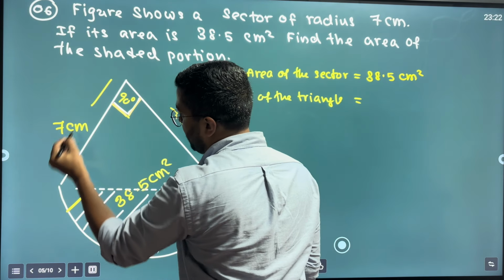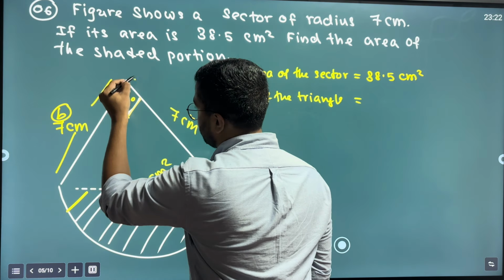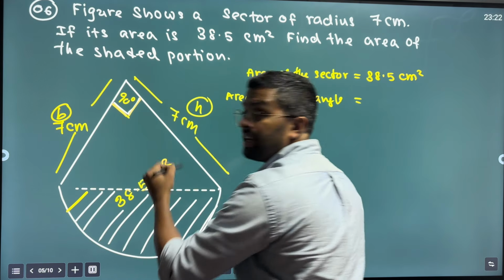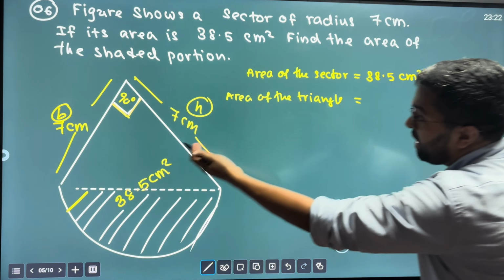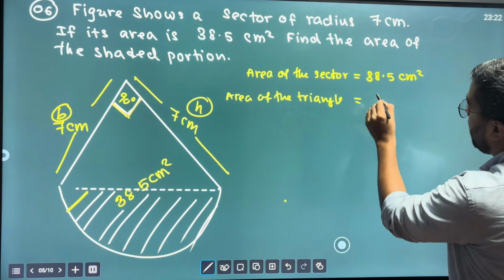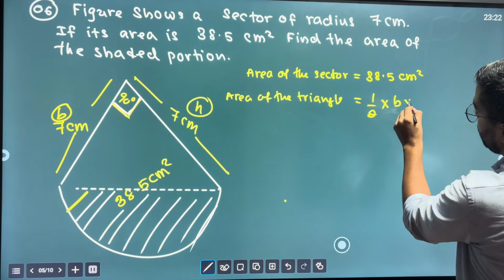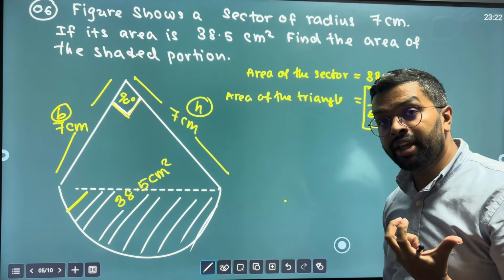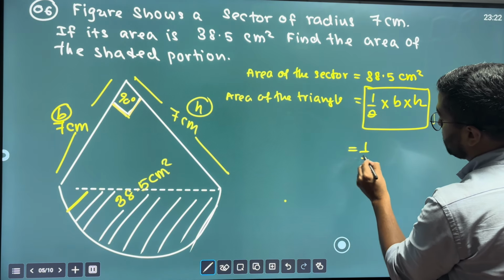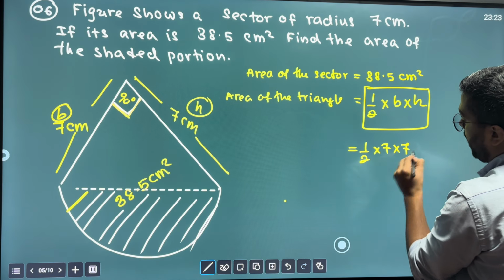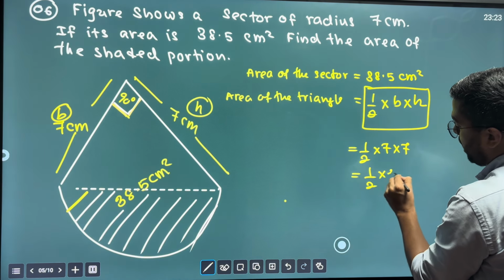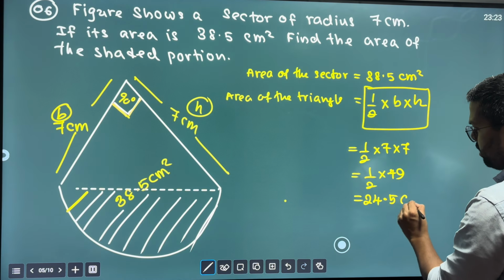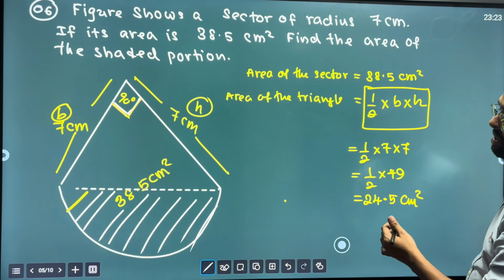Let's consider this side as the base and let's consider this side as the perpendicular height. So I'm going to consider this particular right angle triangle and let's find out the area of this unshaded right angle triangle. Half times base into perpendicular height. So this is the equation we are using to find out the area of a triangle. So half times base 7, perpendicular height 7, half times 49. 49 divided by 2 is 24.5. So 24.5 square centimeters, right?